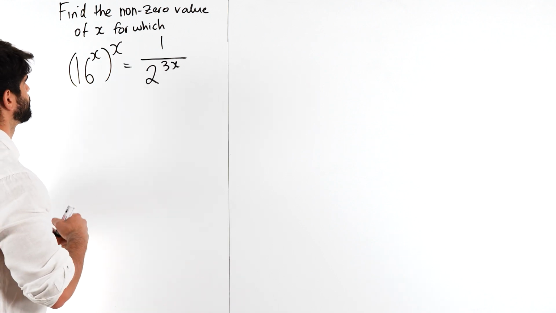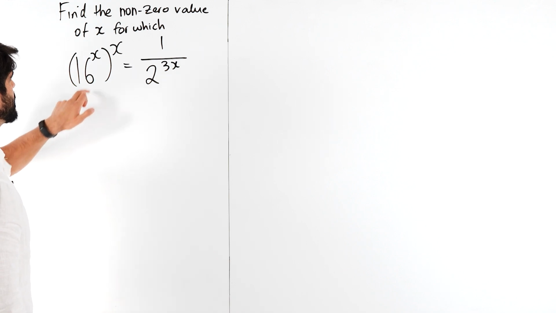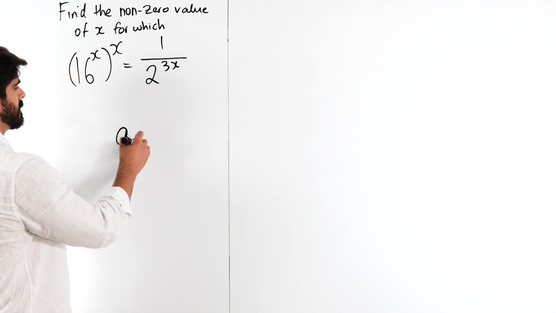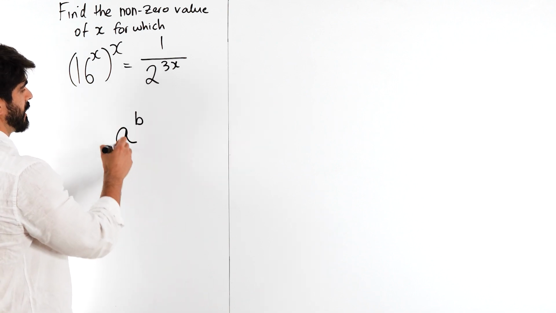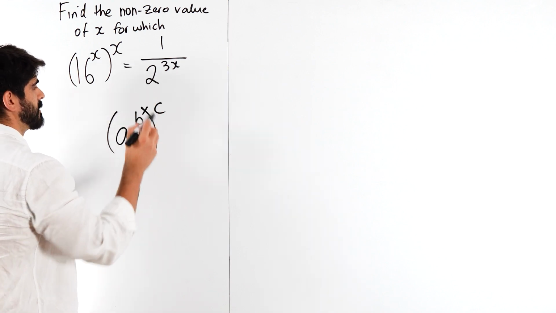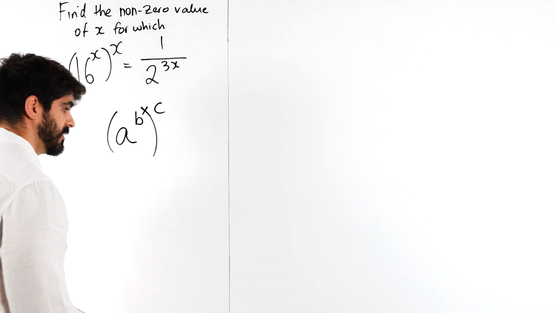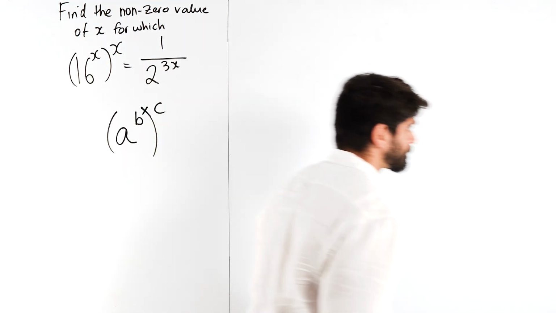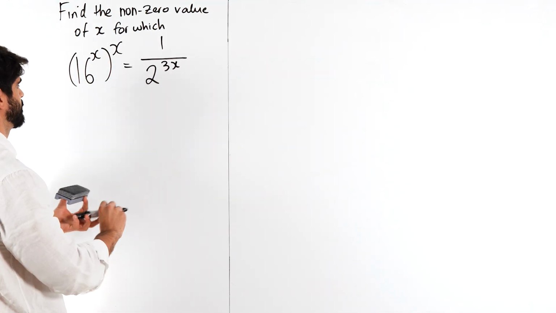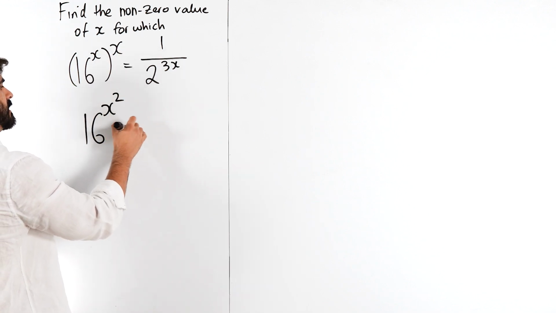How do we do that? So, 16 raised to the power of x, raised to another power of x. When we take a number raised to a power, and we raise it to another power within a bracket, we multiply the powers. So this is 16 to the power of x times x. Now x times x is x squared.